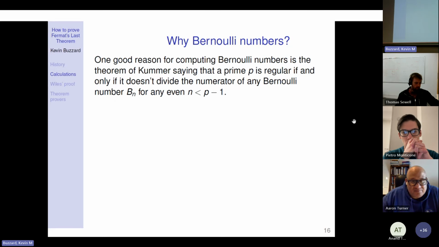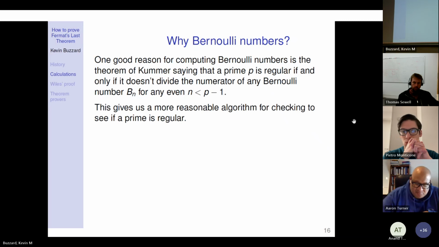And why are we interested in Bernoulli numbers? Because three years after Kummer had proved this thing in 1847, in 1850, he proved that a prime was regular if and only if it doesn't divide the numerator of any of these Bernoulli numbers. So now we don't have to work out these class groups, because working out Bernoulli numbers is the kind of thing you can do on pencil and paper. And so now we can work out what the first few regular primes are. Because now we have an effective algorithm that can be run by computers, which back then were humans.